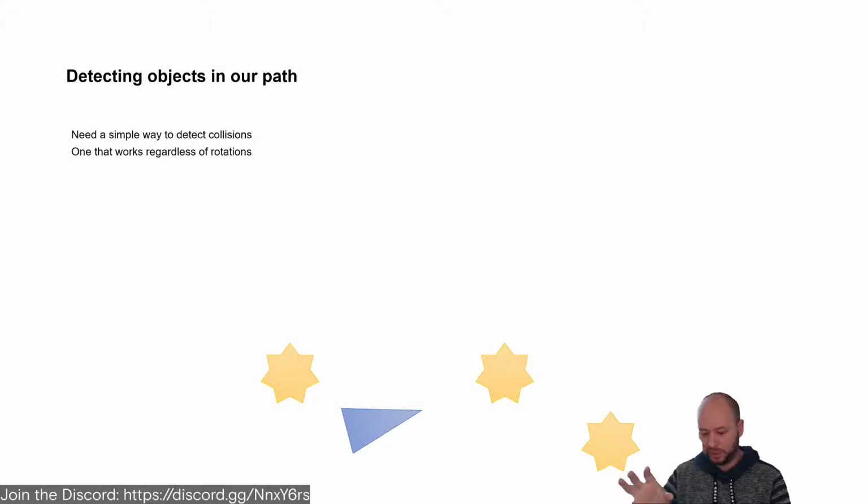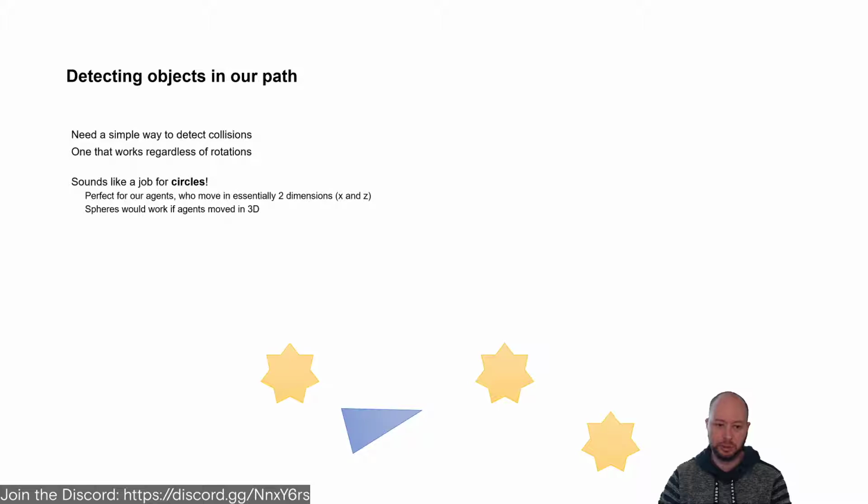Well, we need a simple way to detect collisions in our path, and it needs to work regardless of rotation. So you can probably think this is what bounding circles are particularly good at. And if this would work for 2D with circles, we could do it in 3D with spheres. So if we draw a sphere or a circle around each one of the objects in the scene, now we can consider each one of them related to our agent.